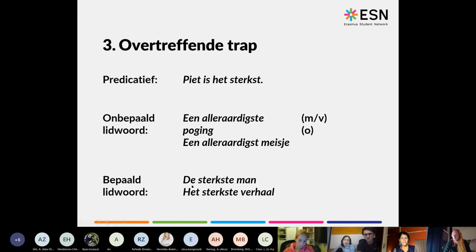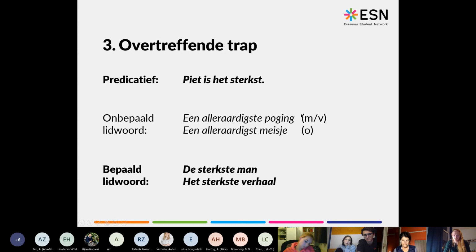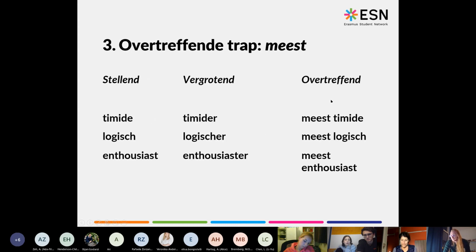It is with de or het. So de sterkste man, the strongest man, or het sterkste verhaal, the tallest story. And here you don't really have to worry that much about the spelling, because there are 2 syllables here, and that takes care of most of the things. Okay, that's just kind of the basic rules.